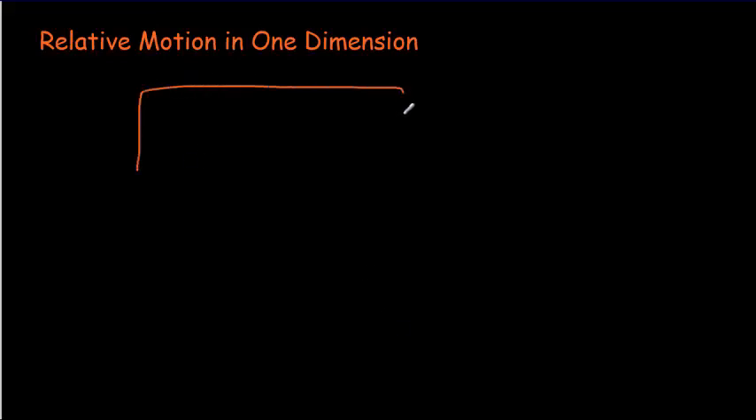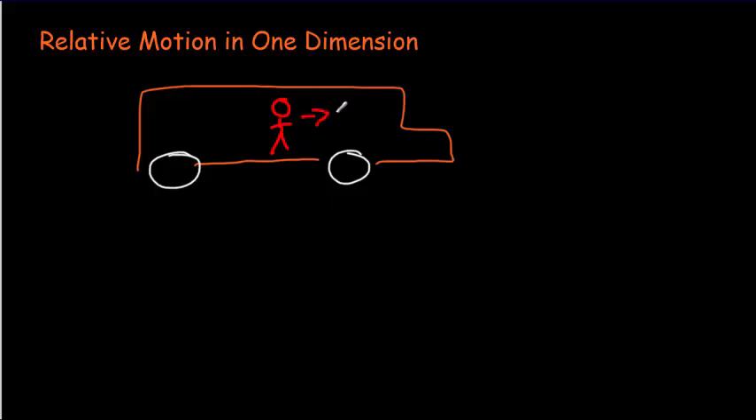So I'm going to draw a bus, and on that bus I'm going to put a person, and let's say that that person is walking towards the front of the bus at 2 meters per second. And we'll say that the bus itself is moving forwards at 5 meters per second. And we can imagine another observer here on the ground watching this whole process.